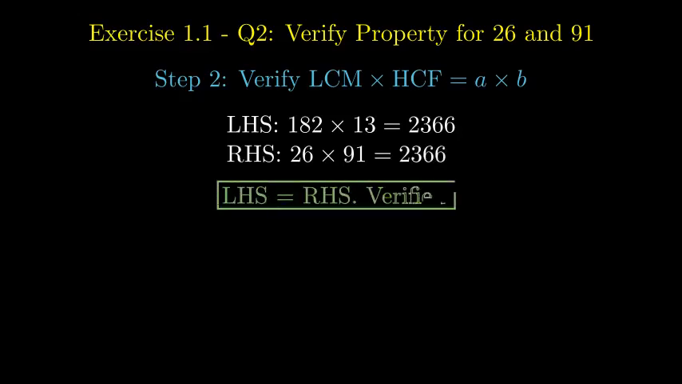Step 3. Verify the property. Left-hand side, LCM times HCF equals 182 times 13, which equals 2366. Right-hand side, the product of the two numbers, 26 times 91, also equals 2366. Left-hand side equals right-hand side. The property is verified.